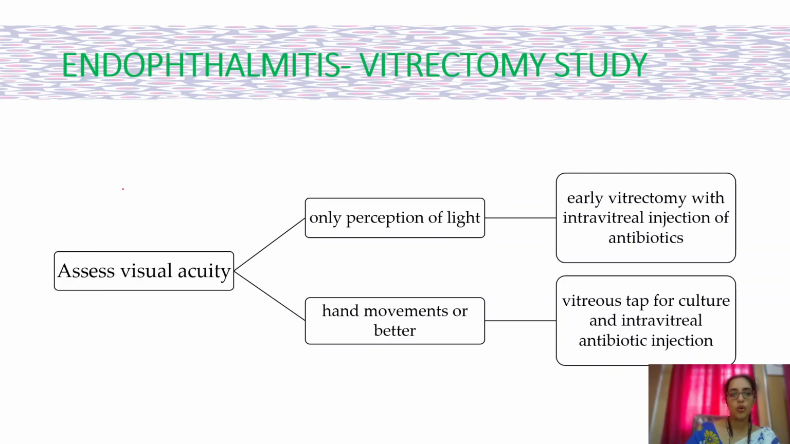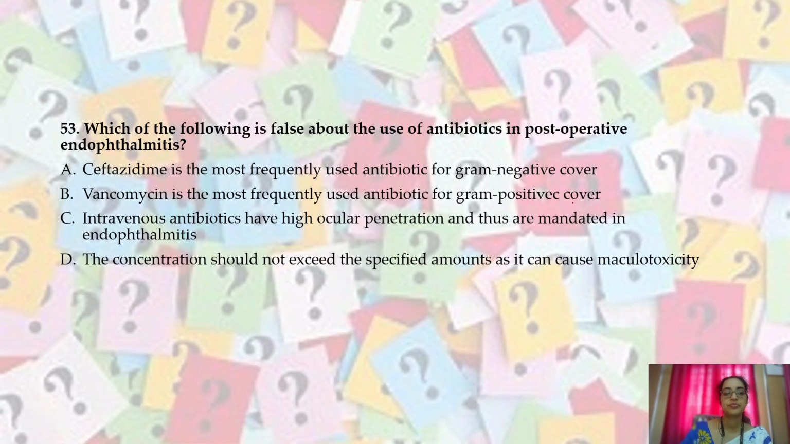So, what did this study infer? They planned the treatment based on the visual acuity. So, if the visual acuity is hand movements or better, then we opt for vitreous tap or culture and intravitreal antibiotics. If it is worse than that, then early vitrectomy followed by intravitreal injection of antibiotics.